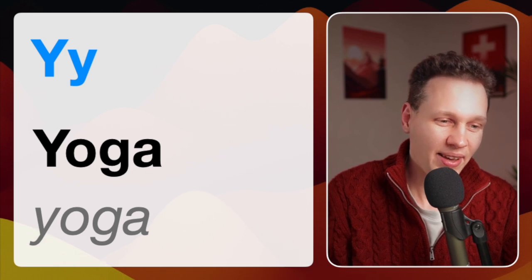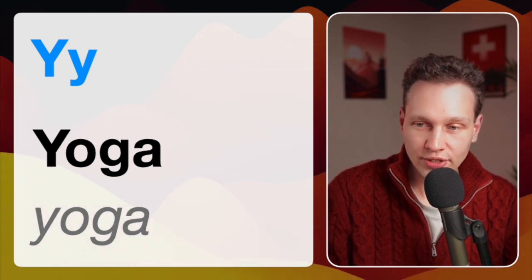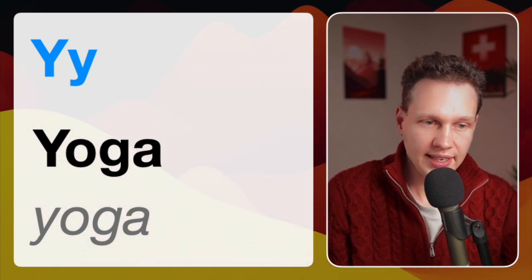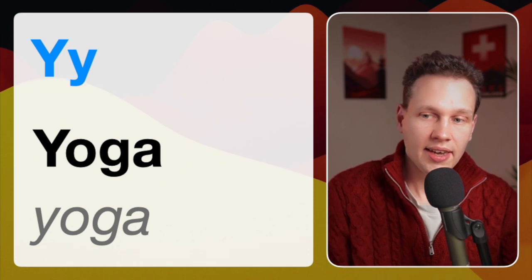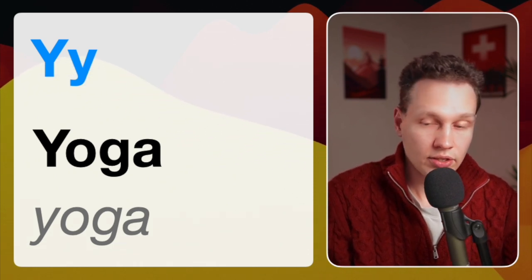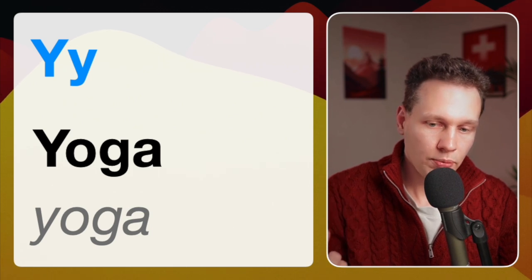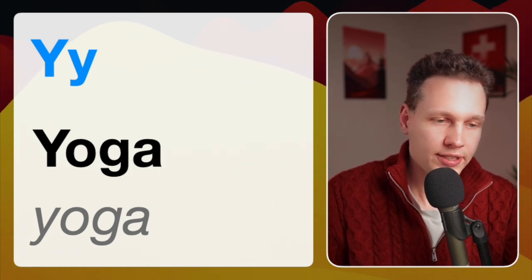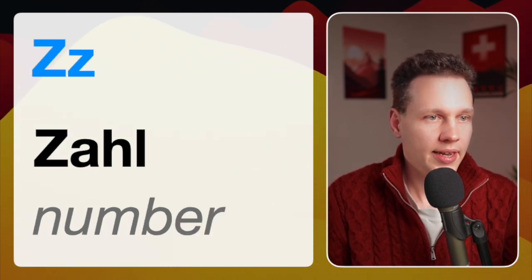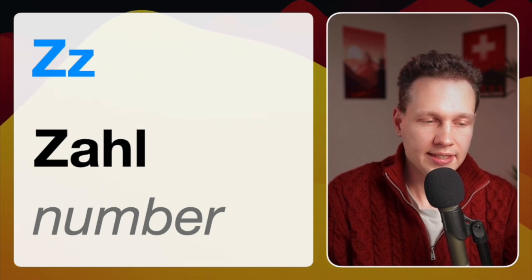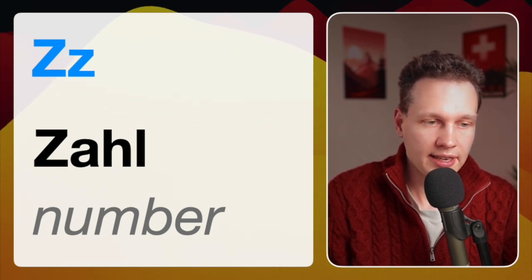Yoga is the same. And this letter is also pronounced the same as I, like in ich, I, and J as in ja. Those three letters, I, J, and Y, they all have the same pronunciation in German. And then we have Z as in Zahl, that means number, Zahl.